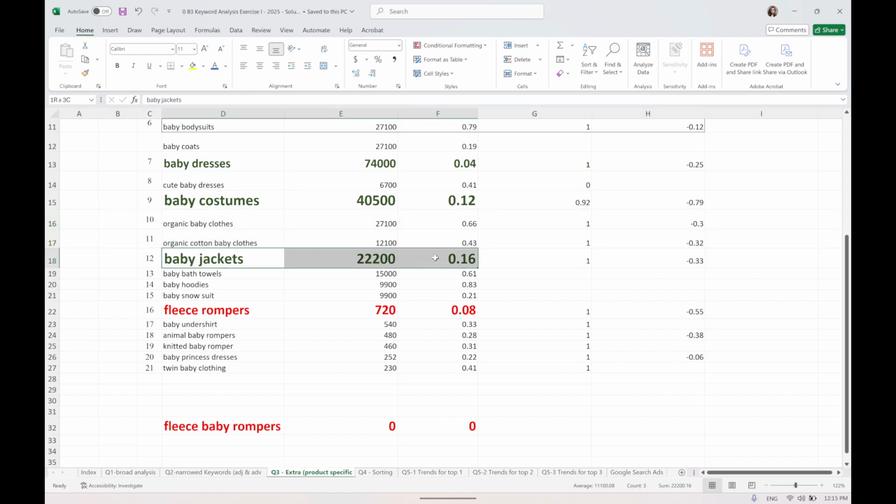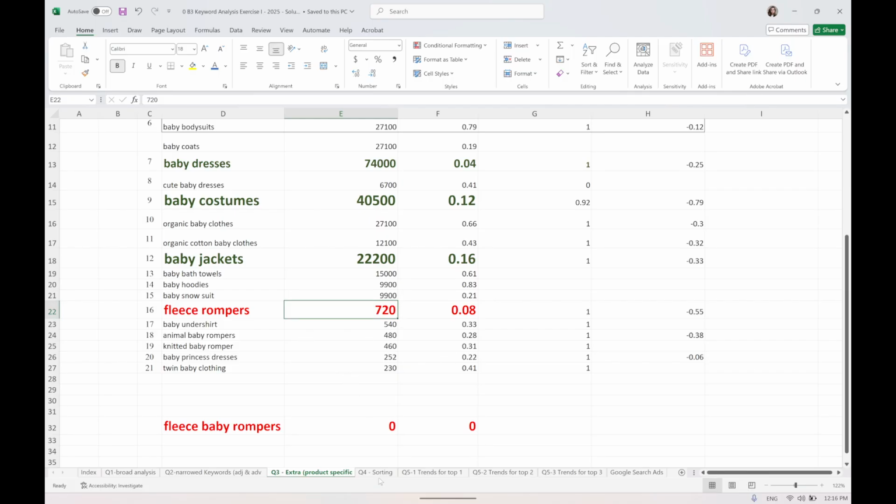Among both businesses and customers. Baby jackets, not bad. You can see it's five digits as well, and we do carry very good baby jackets for winter, and this is a very good CPC that we can capitalize on. Fleece rompers, well, I doubt this. I really doubt this, but let's say maybe not many businesses are bidding on it, and we do have fleece rompers, so why not?